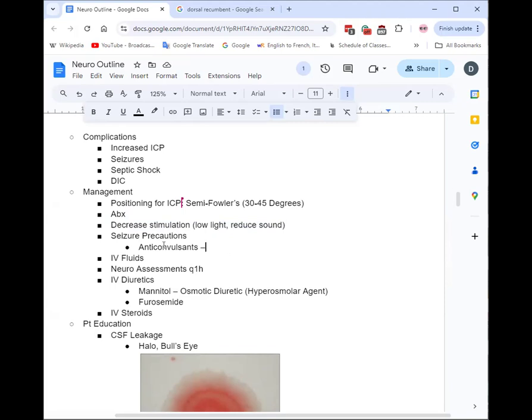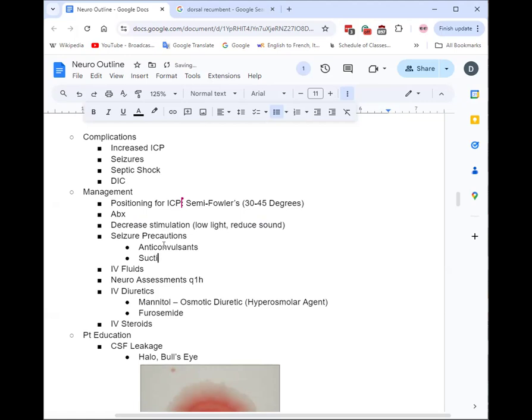What do you want to have? Someone's on seizure precautions. What do you check in the room? Yeah, you want suction at bedside. What else do you want at bedside? Yeah, you want O2, have some O2 ready to go, like the cannula ready to go.